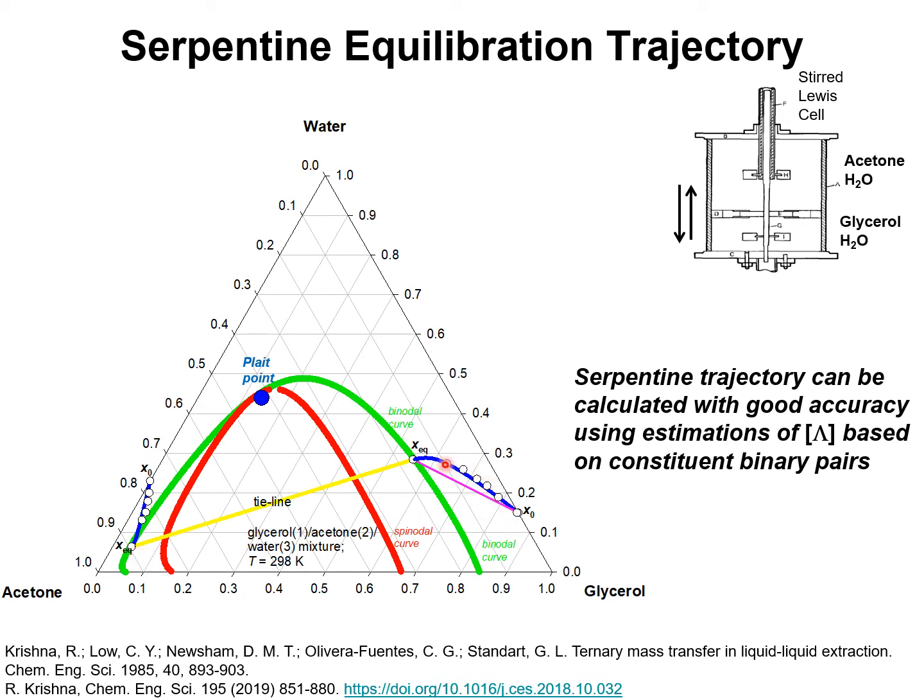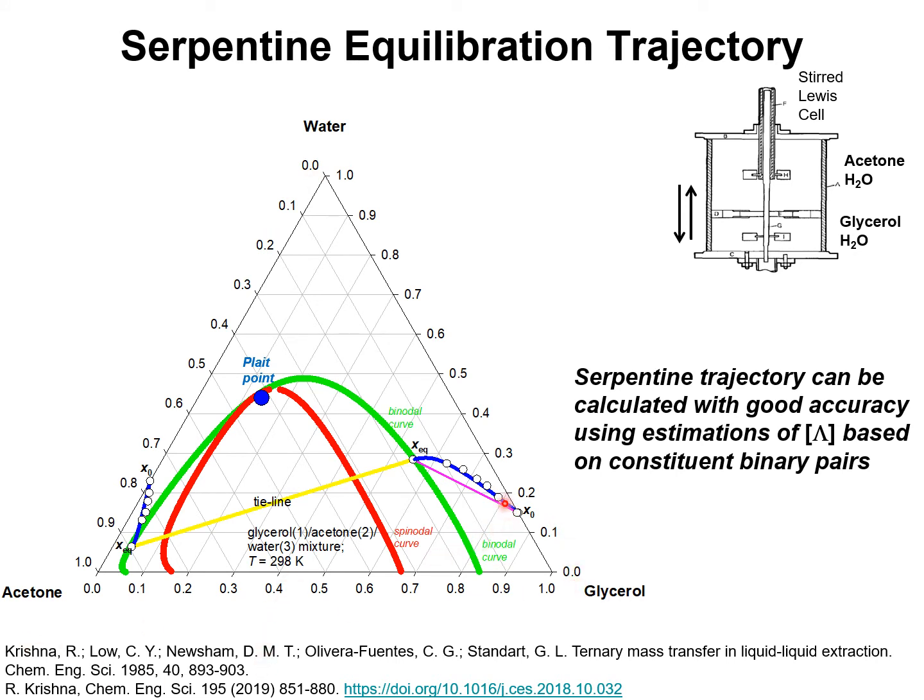Note that the trajectories are not linear, but curvilinear or serpentine. The blue lines show the model calculations using data on the Maxwell-Stefan diffusivities and thermodynamic correction factors calculated from the NRTL parameters and information on the diffusivities of the corresponding binary pairs: acetone water, water glycerol, and acetone glycerol.